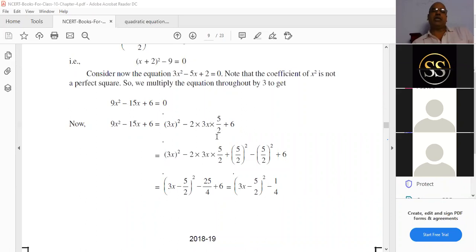Anyone getting doubt, you can clarify now. Anyone getting doubt, you can clarify now. There are students. Santosh.